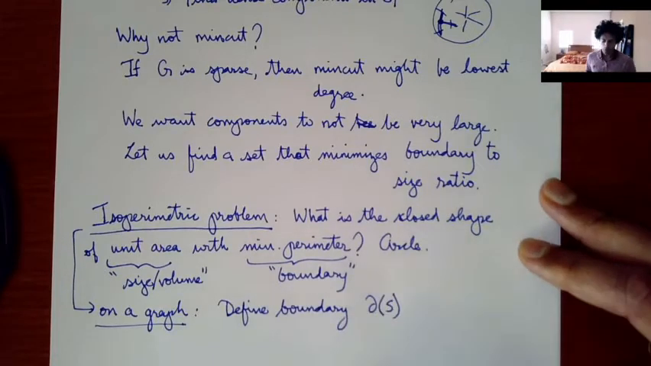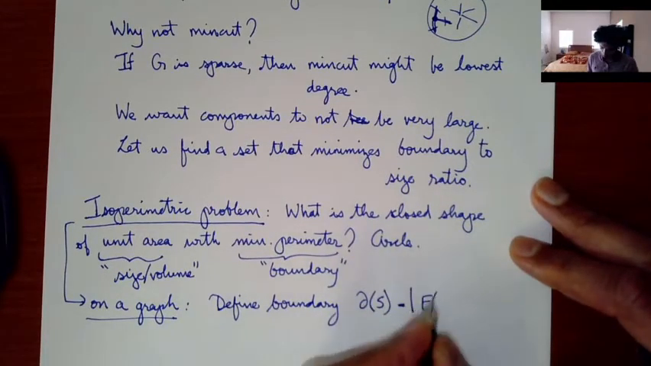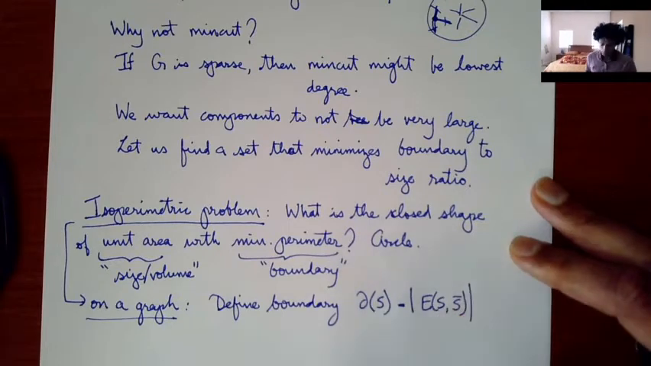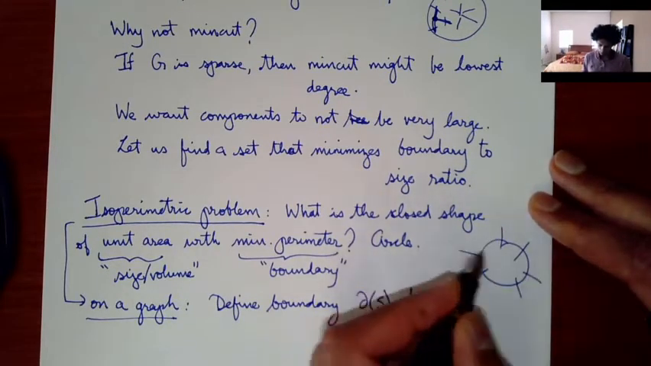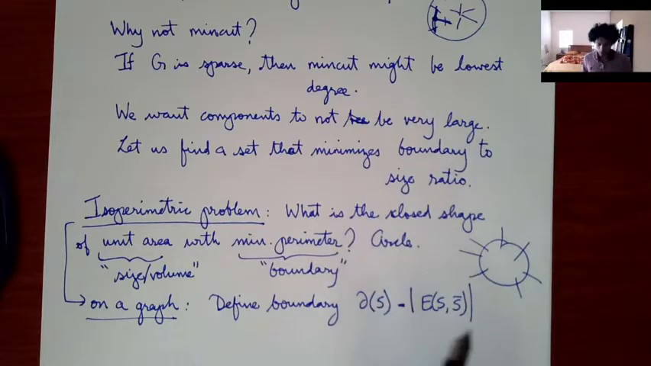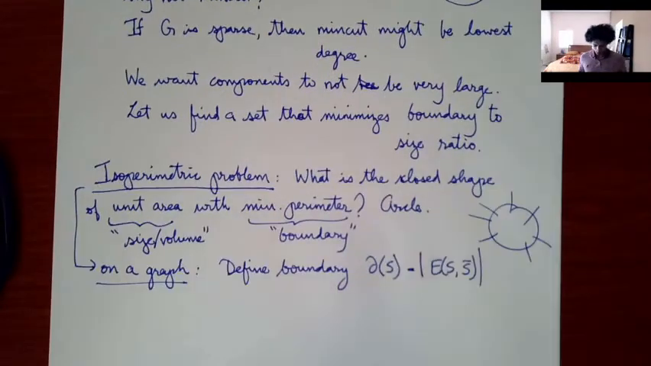The boundary of a set, I will say, is the number of edges that cross the set. You can also look at the vertex boundary. This is specifically the edge boundary, so I'm actually talking about the edge isoperimetric problem. So this is the boundary.